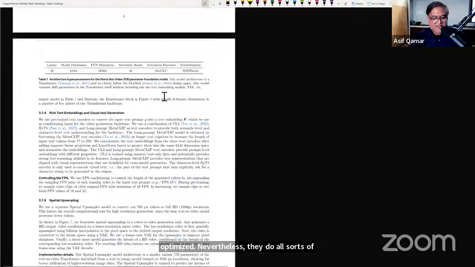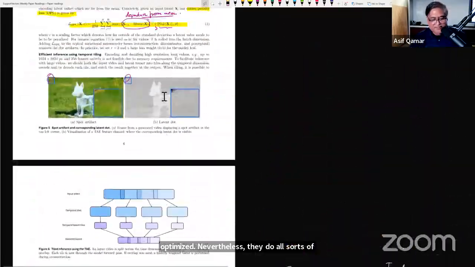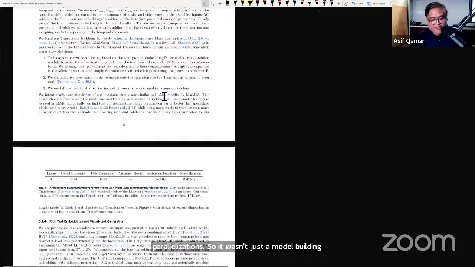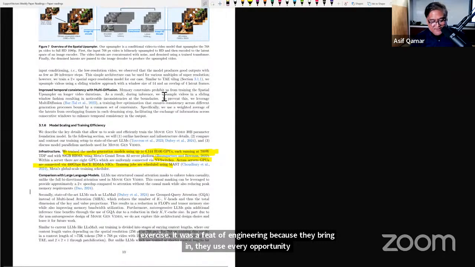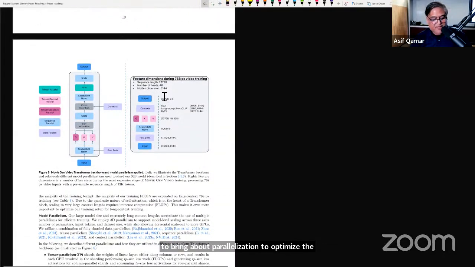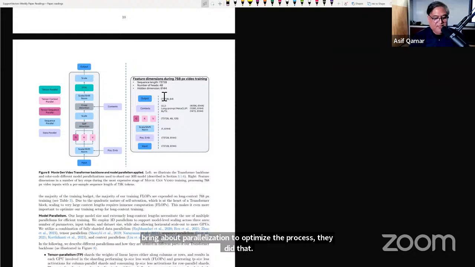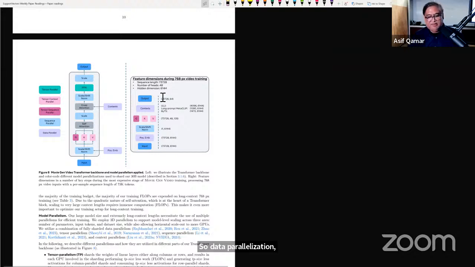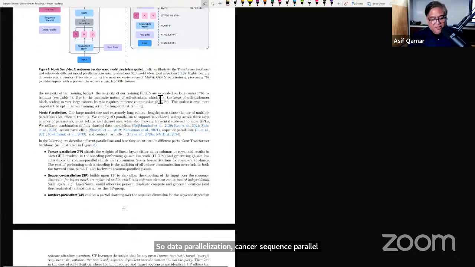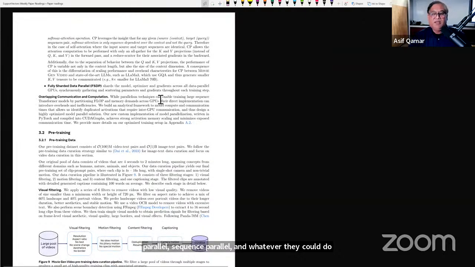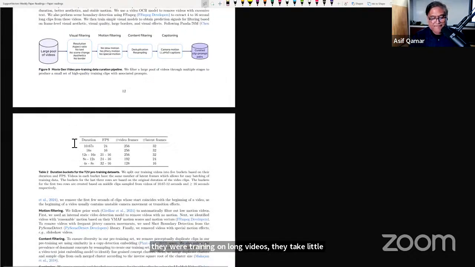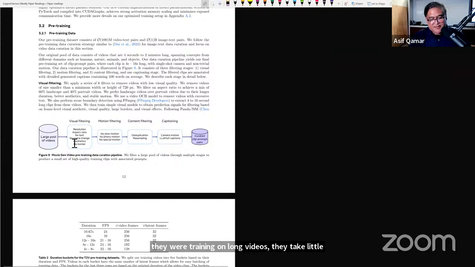So it wasn't just a model building exercise, it was a feat of engineering, because they use every opportunity to bring about parallelization to optimize the process. Data parallelization, tensor parallel, sequence parallel, and whatever they could do to the model. You can see that they did a lot. Now, one of the things they did is, when they were training on long videos, they took little tiles of it and worked with that. Sometimes with overlapping tiles, I think, in the decoder part.